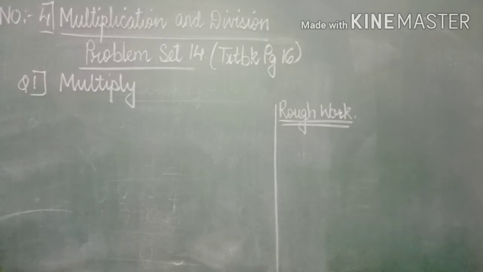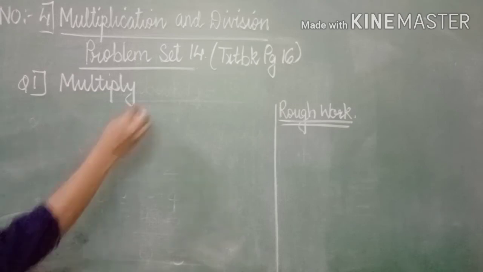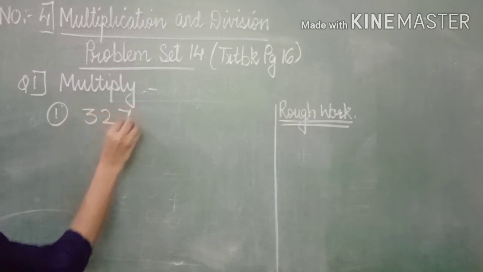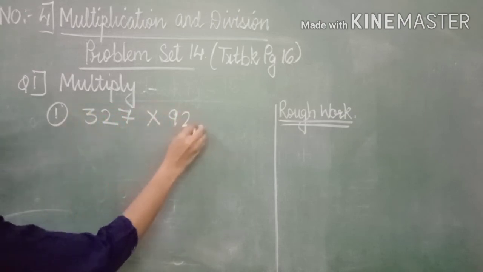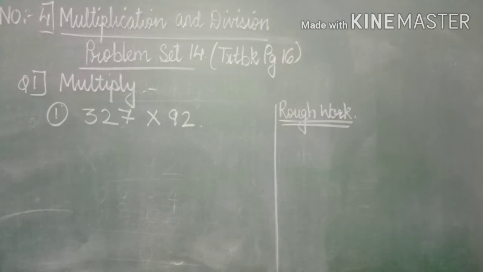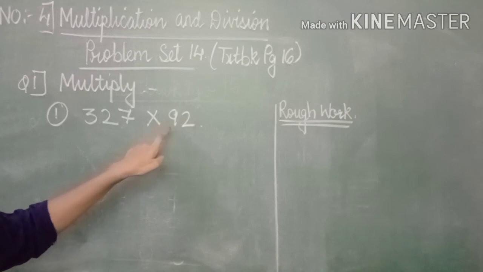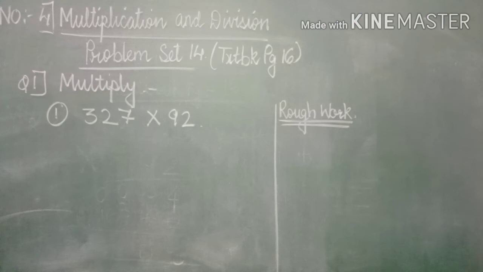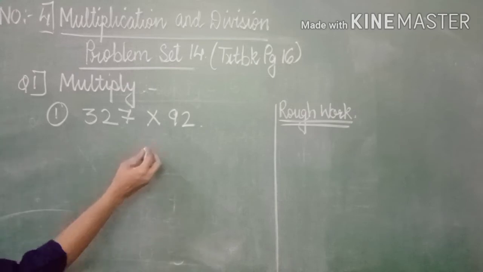The first question is 327 into 92. Okay, we will first calculate with the units and then with the tens. Now I am not going to draw lines for units and tens. You should always keep in mind that this side is called units and the next number is called tens. Now in the 4th standard you have already studied this. This time we are going to study 3 digits multiplication. So let's start.